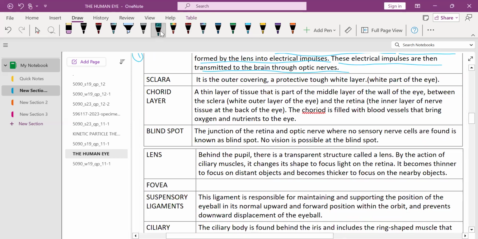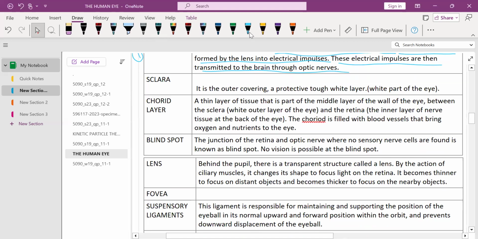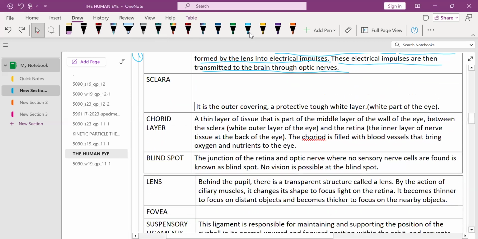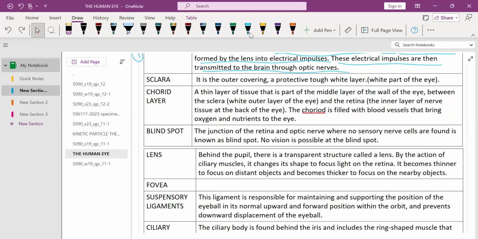Then the second part of the eye, which I have written, is the sclera. So what is the function of the sclera? The function of the sclera is the outer covering, a protective layer, a tough layer. And you can see the white part of the eye, which is the sclera.